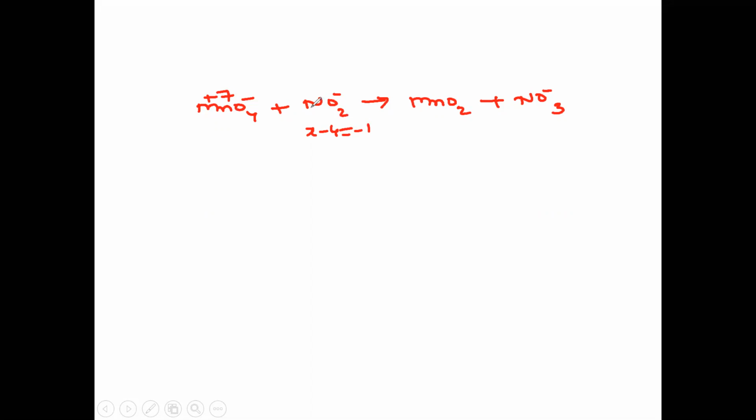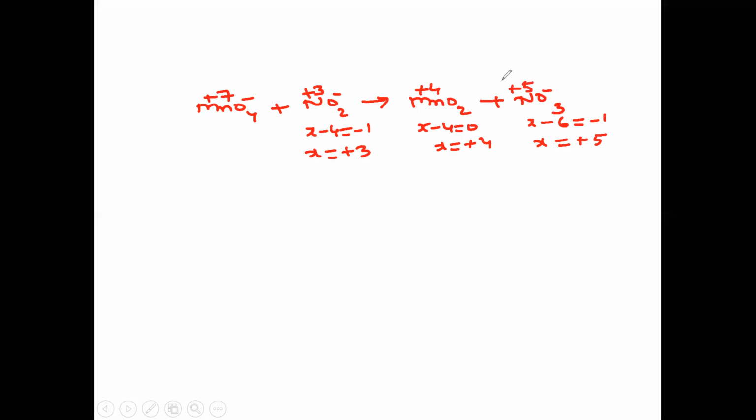The sum of the oxidation states of a polyatomic ion is equal to its charge. So nitrogen is plus 3, because x is equal to plus 3. And here in manganese dioxide, x minus 4 is equal to 0, so x is equal to plus 4. So I'm writing here x is equal to plus 4. And nitrogen here, x minus 6 is equal to minus 1, and x is equal to plus 5. So I'm writing here plus 5.